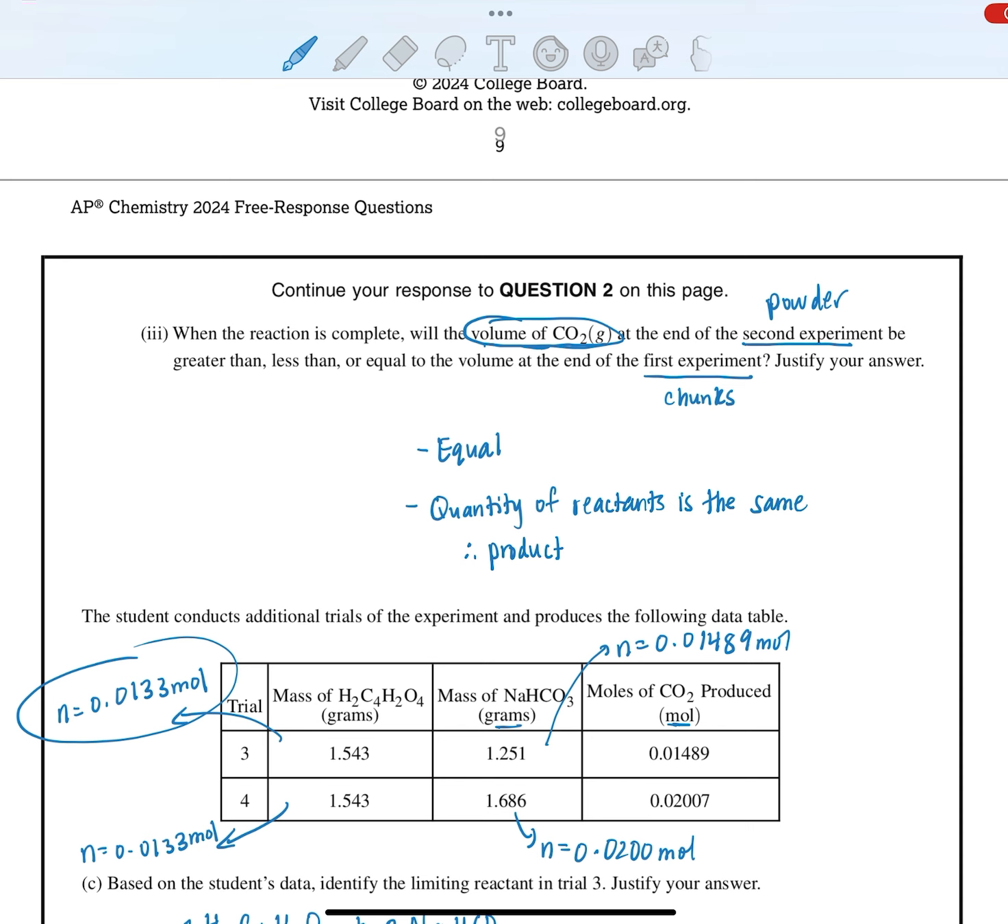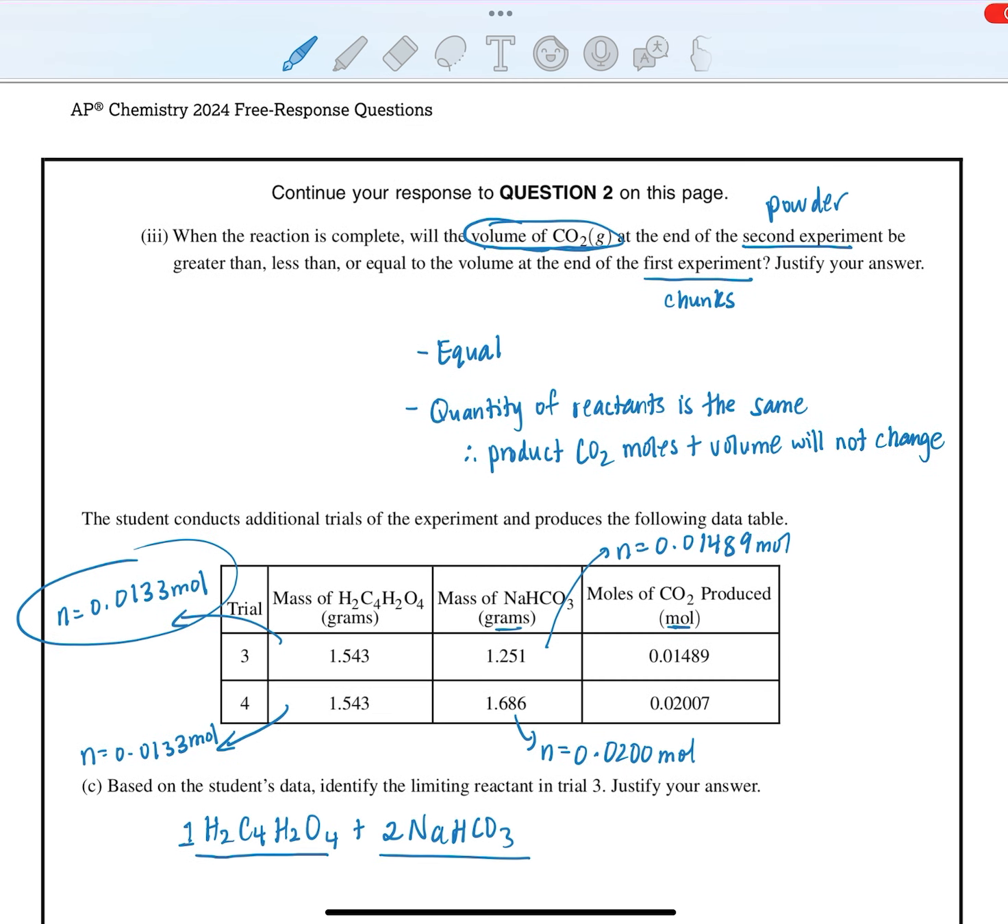Now you can look at the AP answer key to see the detail of what they put to get the 1 point, but you have to say both. You have to say you'll get the equal amount because you have the same amount of reactants. So the product carbon dioxide moles and volume will not change. Okay, let's move on to the next one.